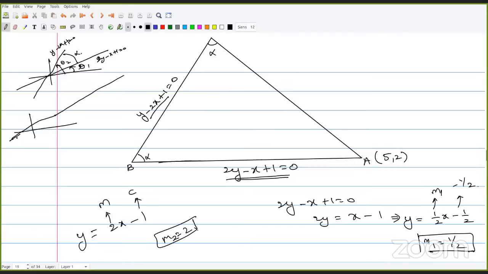As the slope is half, it will be very near to the x-axis. So this is very small. This will be theta 1. And there is another line which has slope 2. It will be somewhere like this, it will go like this.